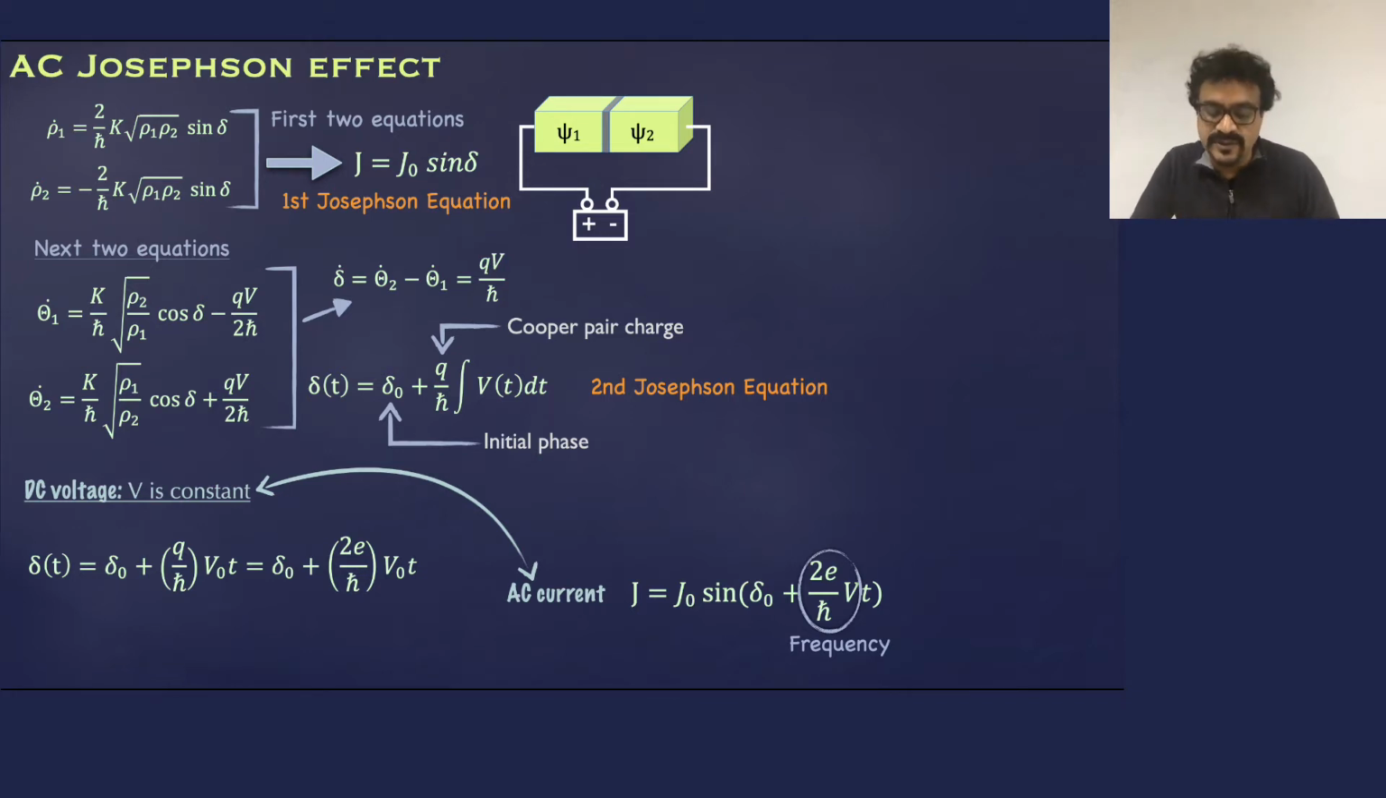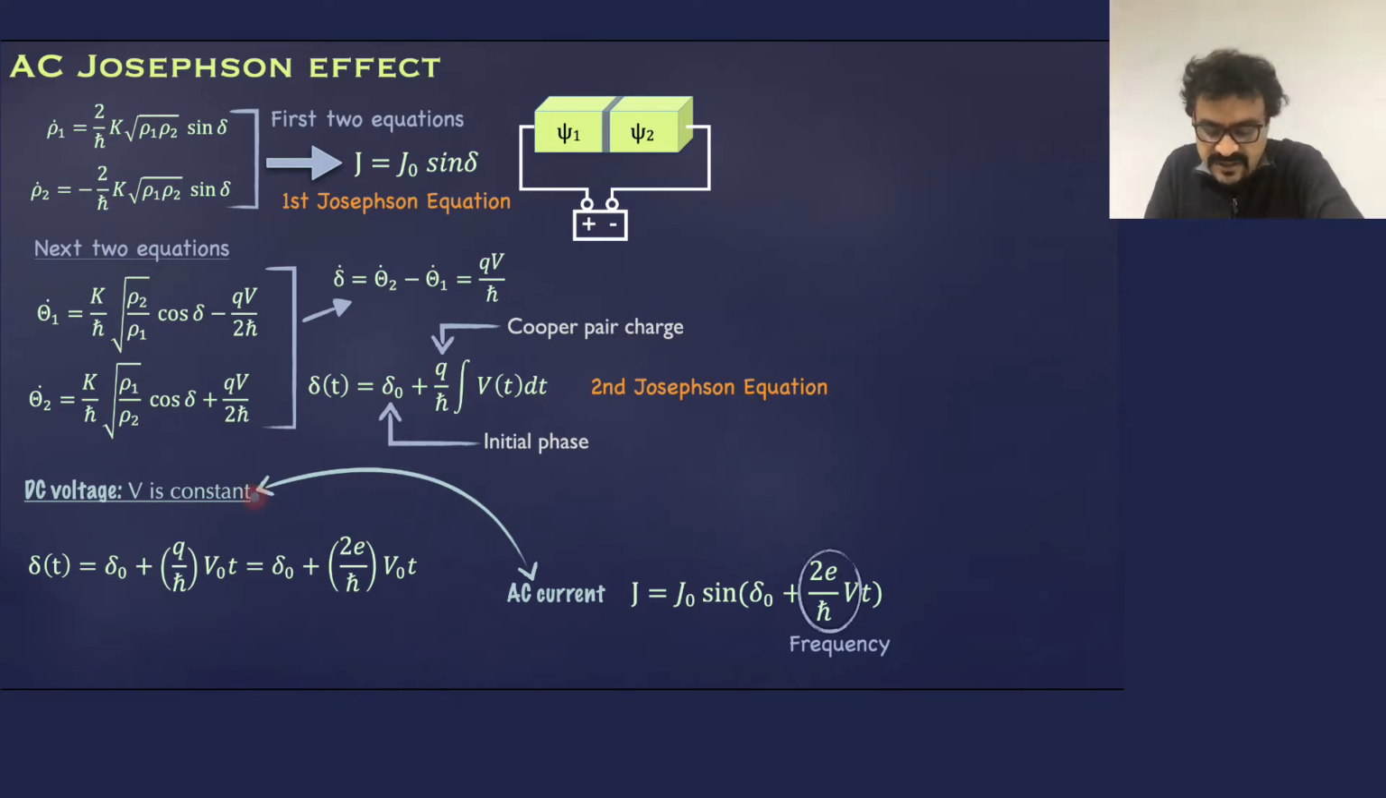So δ(t), after we integrate this relation, is going to give you δ0 plus q by ħ times the integral of V(t) dt. And this is actually the second Josephson equation, where δ0 is the initial phase and V(t) is the voltage applied. That can be a DC voltage which doesn't have any time dependence. Then that V term will come out, and the integration is only over the time.